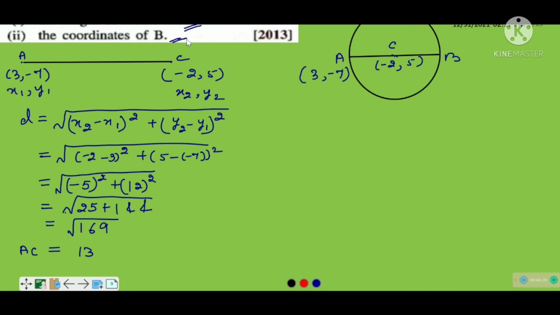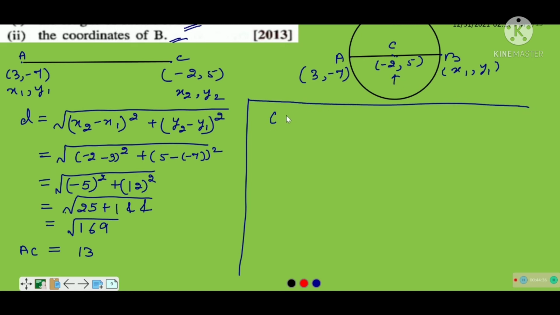In the second part, we have to find out the coordinates of B. Let the coordinates of B be (x1, y1). C is the midpoint of AB because AB is the diameter and C is the center. Then we can apply the midpoint formula for the coordinates of C. The x coordinate of C will be equal to (x1 plus x2) upon 2, and the x coordinate of C is minus 2. x1 we have to find and x2 is 3.